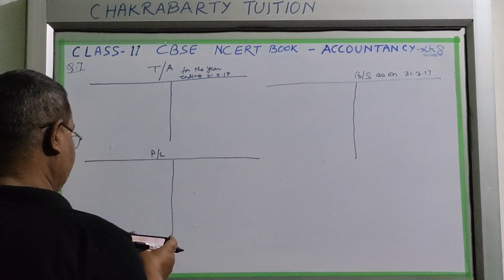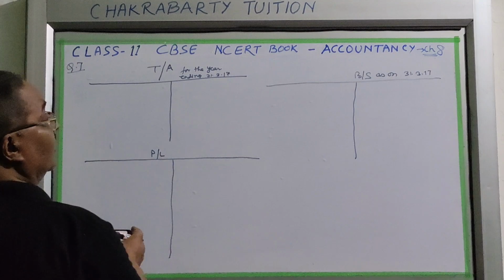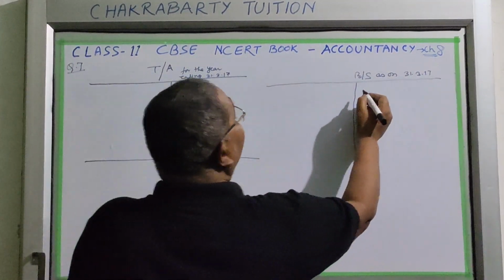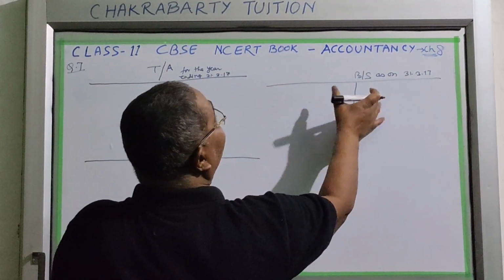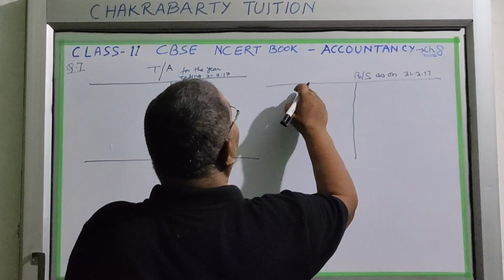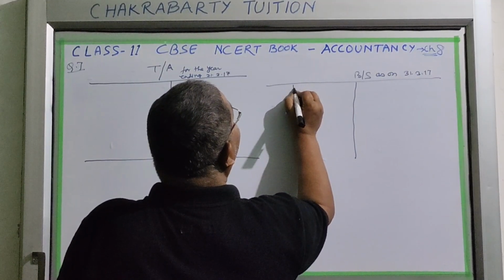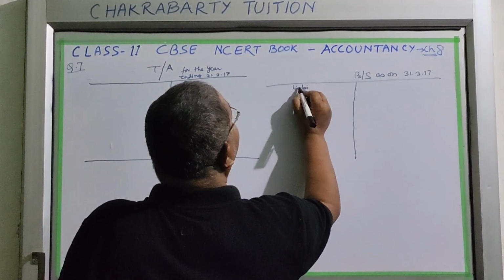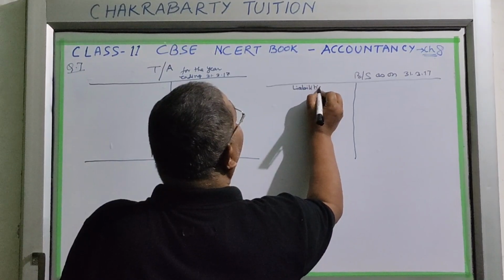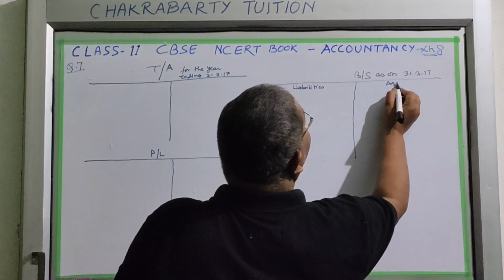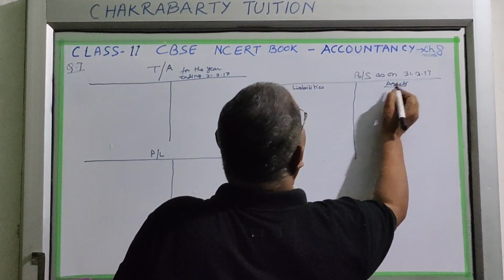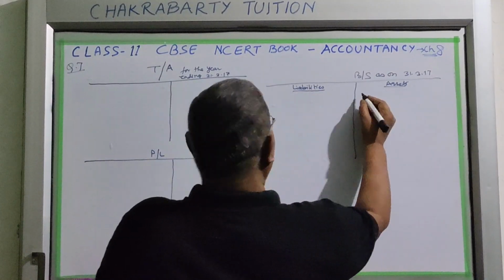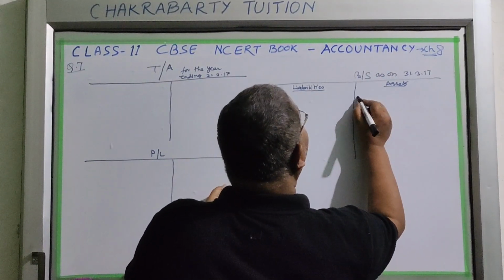So first is your debtors. Debtors always come here. You will not write "to" and "by" because it is a sheet. So this side is your liability side, and this side is your asset side. So in assets, the first item is debtors.